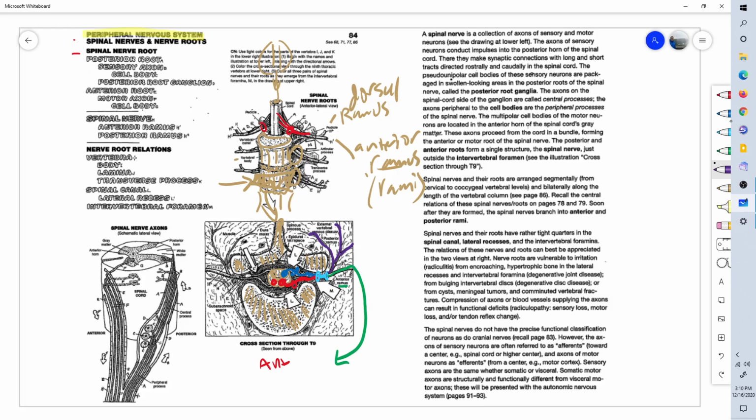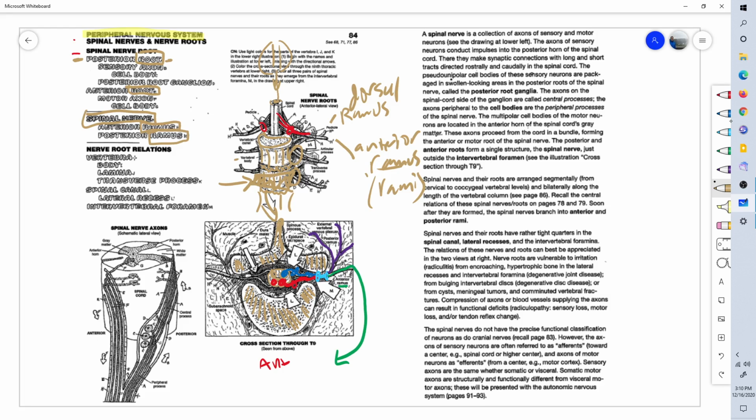And let's point them out up top. We have these separate and distinct structures. The roots, the nerve roots, the posterior and anterior. The rami, the ramus, and the spinal nerve itself. Okay.